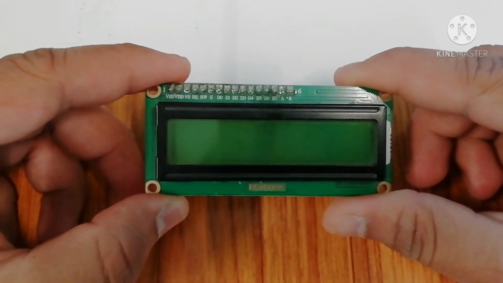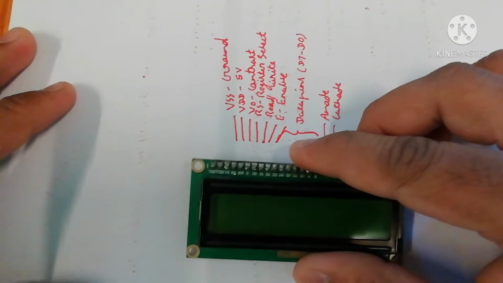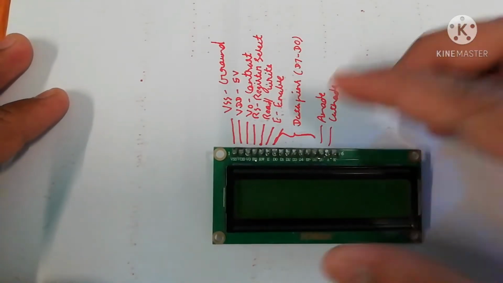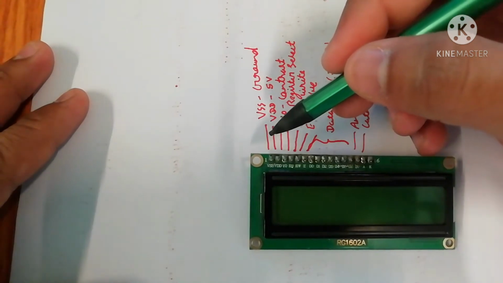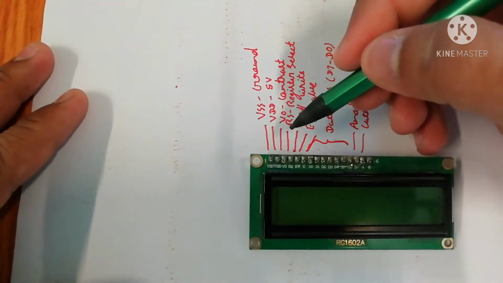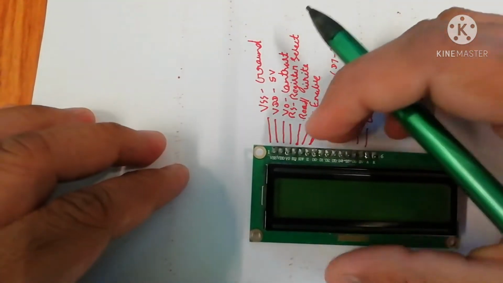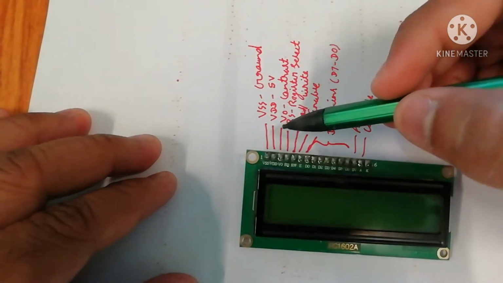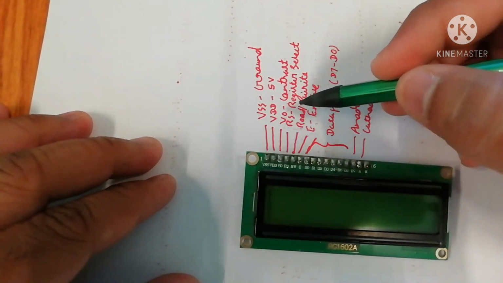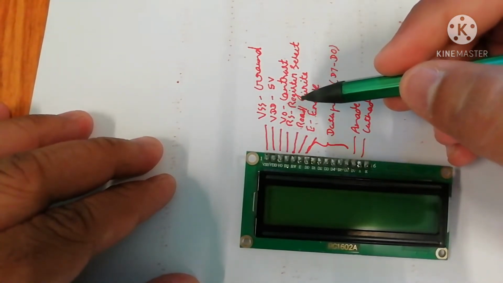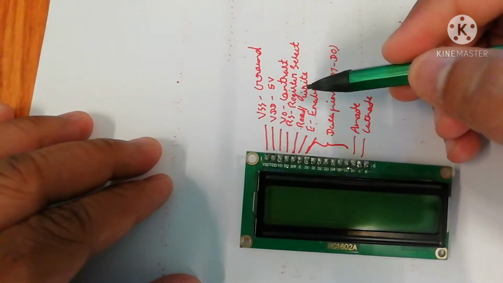Before we get started, let me describe the pinout of this LCD. The first pin we see here is the VSS, which connects to ground. The second pin is the VDD, which connects to plus 5 volts, and the third pin is V0, which is for contrast adjustment. And following that we have the RS or register select pin, which is used to indicate that the given data is a character or an instruction.